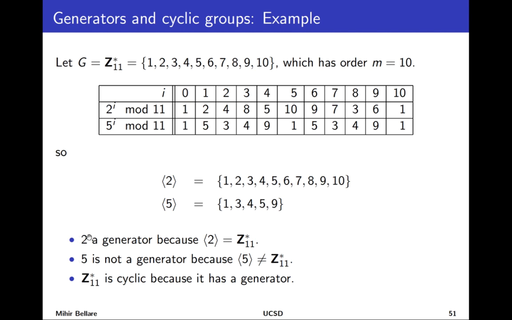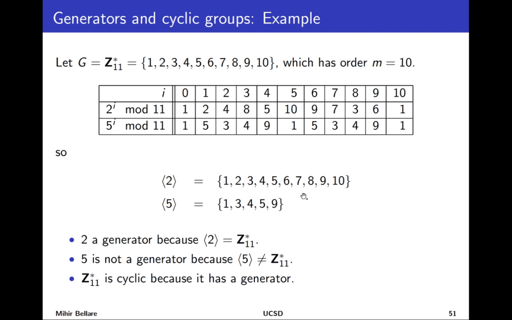2 is a generator. Why? Because this set is the entire group. What is the group? It's whatever's written up here, and you pattern match. Is 5 a generator? No, because this set is not the entire group. In terms of sizes, 2 is a generator because this set has size 10. 5 is not because this set only has size 5.